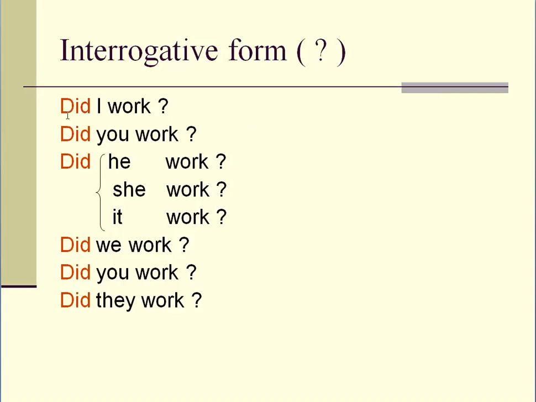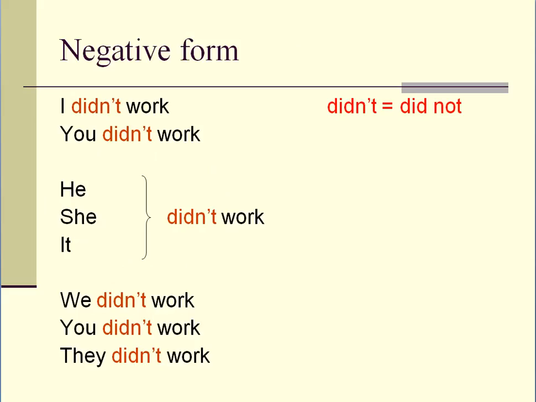questions, as you can see, we add did at the beginning of the sentence, just before the subject. So we have, did I work? Did you work? Did he, she, it work? Did we work? Did you work? Did they work?